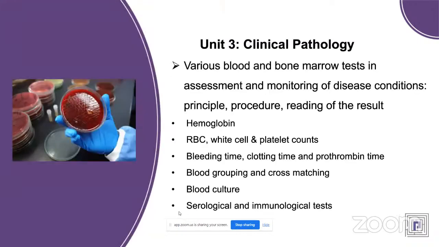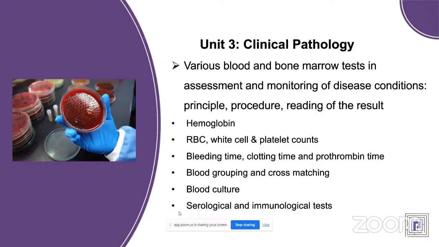Coming to clinical pathology, the third unit. What are the various blood and bone marrow tests in assessment and monitoring of disease conditions? Principle, procedure, reading of the result. These are the topics which are discussed in this unit. First is hemoglobin.